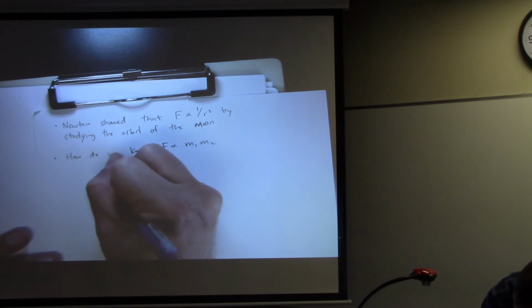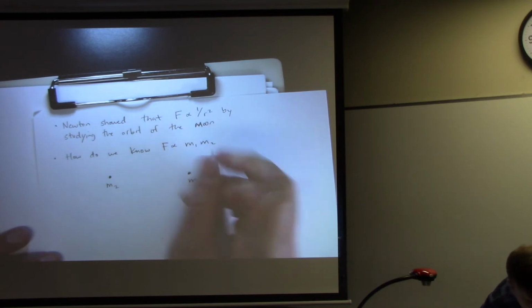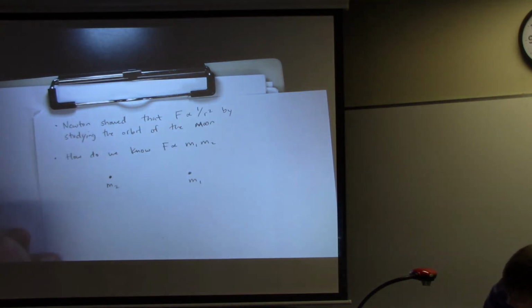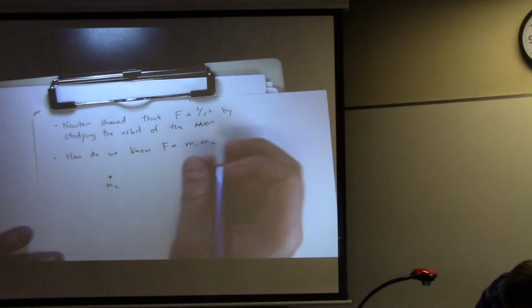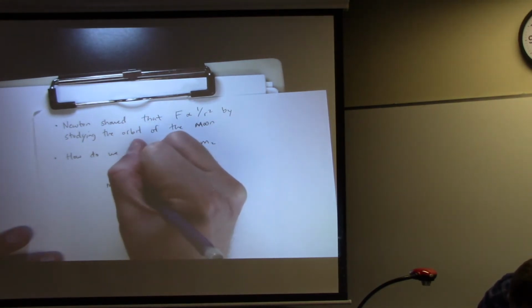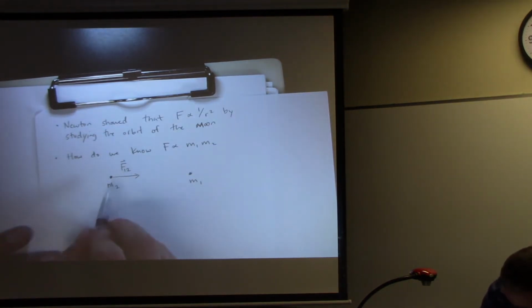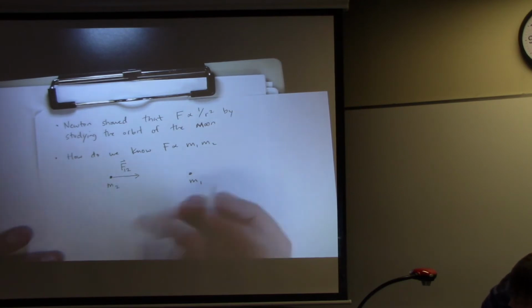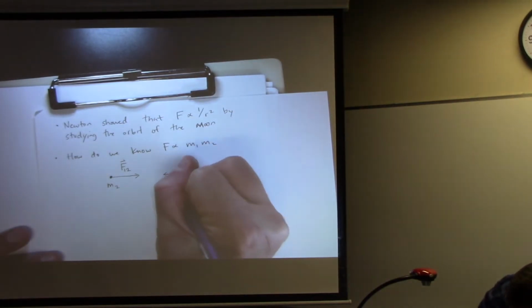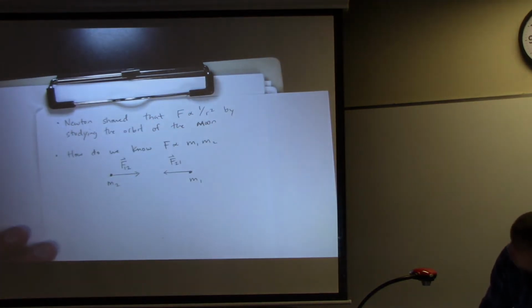Let's say this is M2 over here, and this is M1 over here on the right. We know there's going to be a force of attraction. Okay, they're going to be attracted to each other. That's how gravity works. So let's draw a force here. This is saying that there's a force that 1 exerts on 2. So this is the force that mass 1 exerts on mass 2. At the same time, we know that there's going to be a force that mass 2 exerts on mass 1. So there's mutual attraction. They're getting pulled towards each other.